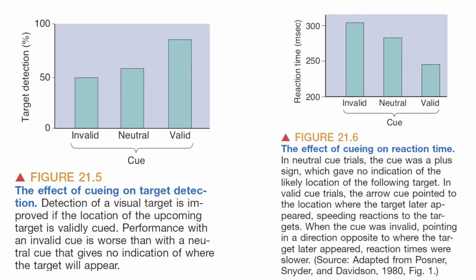So if you do not direct your attention in advance, it's going to be really hard to detect it later. So one effect is this detection, and the other one is the reaction times, meaning you can detect it faster if your attention is directed to the same place where the stimulus is going to appear, as compared to the other option.